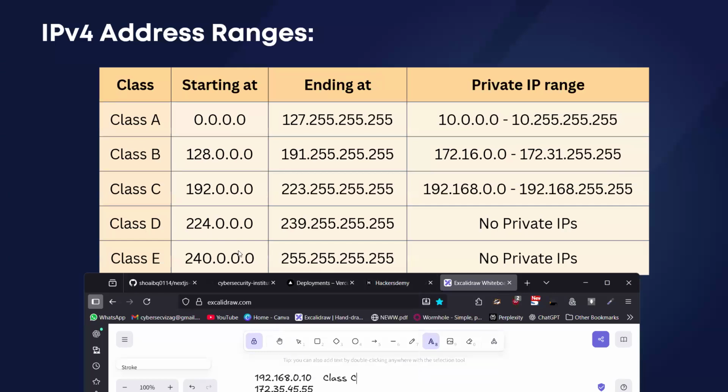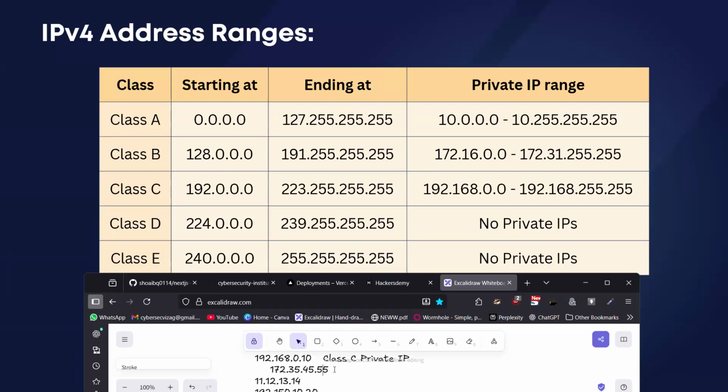So when you look at the class C IP here, 192.168.0.10, the first octet is 192, the second octet is 168, and the remaining two are anything from 0 to 255. So therefore, this is class C and a private IP. Looking at the next one now. The next IP that we have here is 172.35.45.55. Looking at the first octet 172, we know that 172 is class B. So I can type class B here.